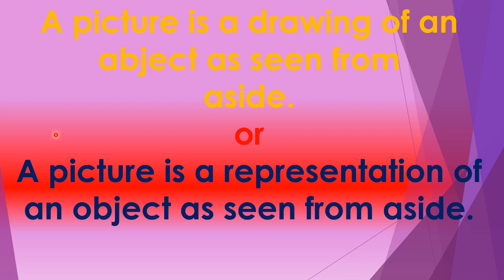Then they are also telling us that a picture is a representation of an object as seen from a side. So if you are told to talk about a picture, to describe a picture, to explain what a picture is, you can say that a picture is a drawing of an object as seen from a side, or a picture is a representation of an object as seen from a side. We have covered that, hope.